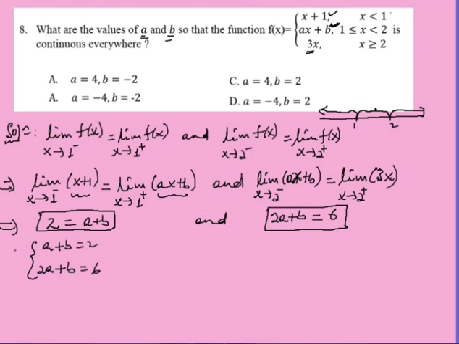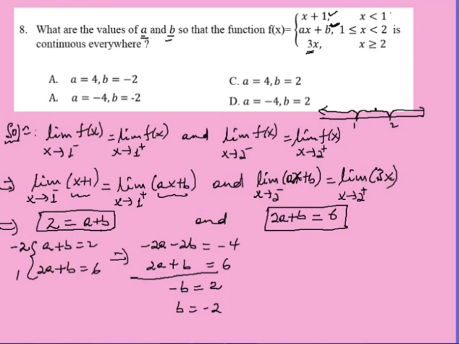So using elimination, you can multiply the first equation by -2, and the second by 1. So this becomes minus 2a minus 2b is equal to -4. Then 2a plus b is equal to 6. Now adding them together, this becomes minus b is equal to 2. So b becomes -2.